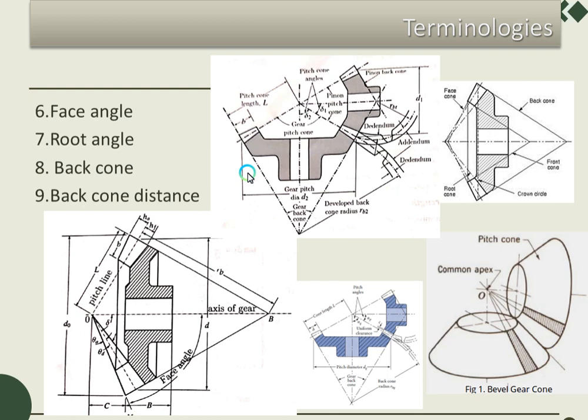So these are the different terms of the bevel gear, and in this session we have discussed the terms and also the types of bevel gears.